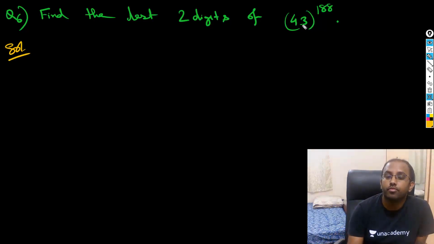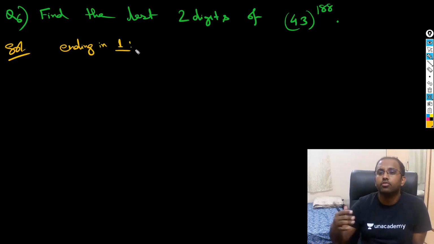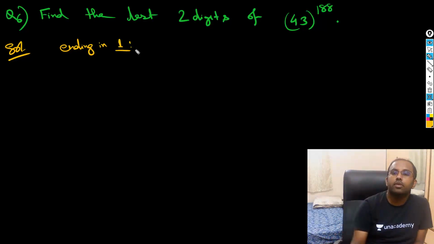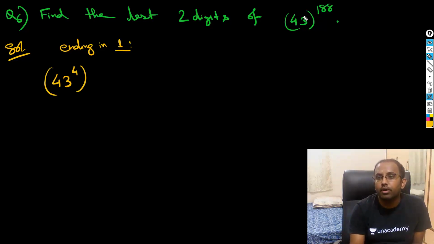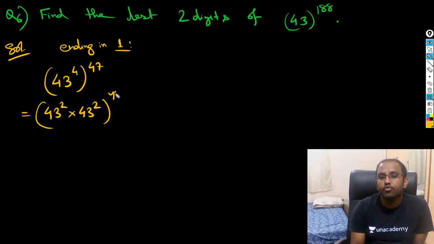Now once you look at this 43, guys, my funda is I want to convert all this into the form of what? Ending in 1, because we have a shortcut for last 2 digits of numbers ending in 1. Okay, I'll tell you what the shortcut is, and you must be knowing it also. So just try to convert this into power 4. So 43 power 4, this should be equal to, this should be 47 here, right? If I want to convert to the form of 43 raised to 4, this becomes 43 square into 43 square, and this is 47 here.